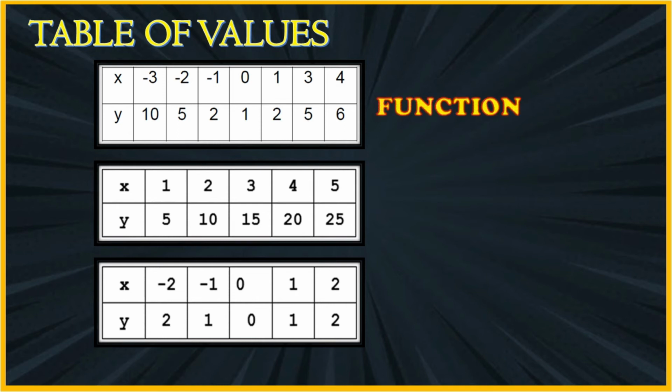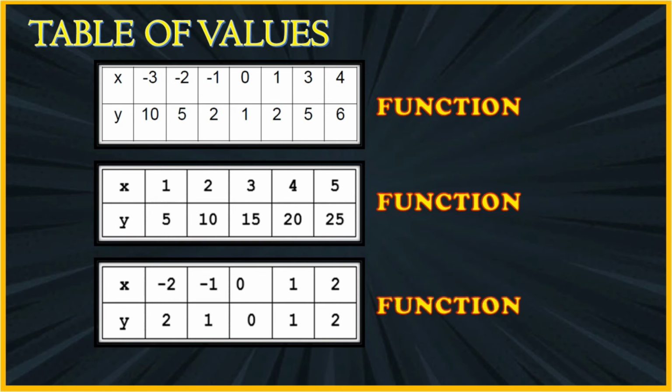Next, the second table of values, we have the X values 1, 2, 3, 4, and 5. Again, no repetition. That is a function. Last, we have X values -2, -1, 0, 1, and 2. No repetition. That is a function.